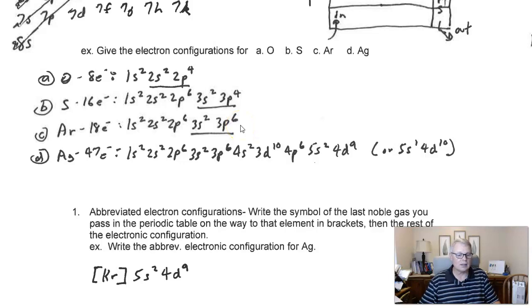Why are 2, 10, 18, 36, 54, 86, why are those the magic numbers? Well, essentially because N can be 1, 2, 3, 4, 5 up to infinity. L can be 0, 1, 2, 3, 4, 5 up to N minus 1. M sub L can be anywhere from negative L up to 0 up to positive L. And M sub S can be plus or minus 1/2. It all comes back to those rules that we talked about earlier.